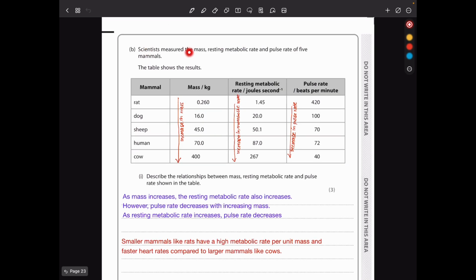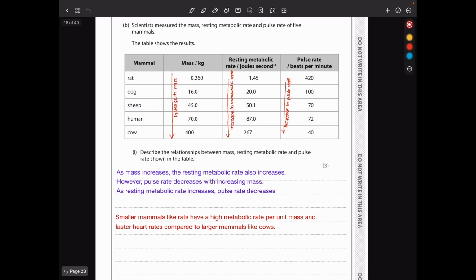In part B, scientists measured the mass, resting metabolic rate, and pulse rate of 5 mammals. The table shows the results. Here we see the size of the mammal increasing, or we can say the mass. As the mass increases, the resting metabolic rate also increases, but the pulse rate decreases, as we can see there.